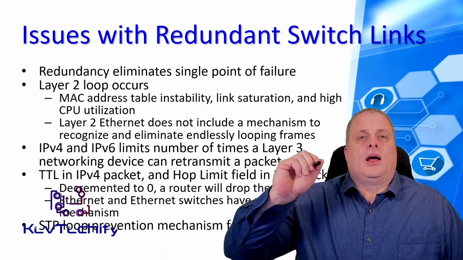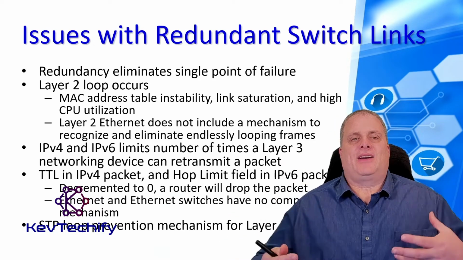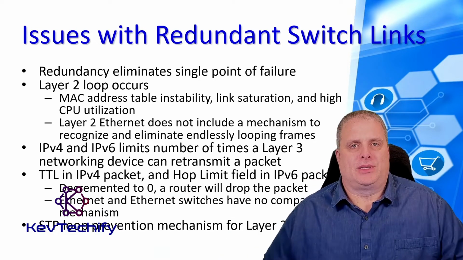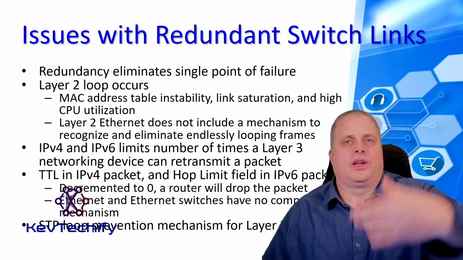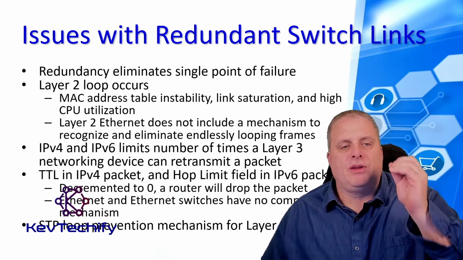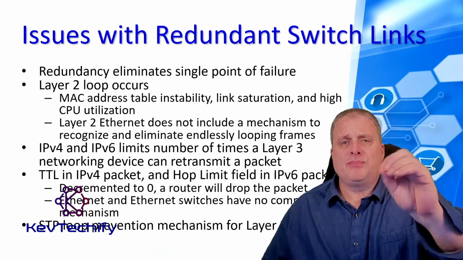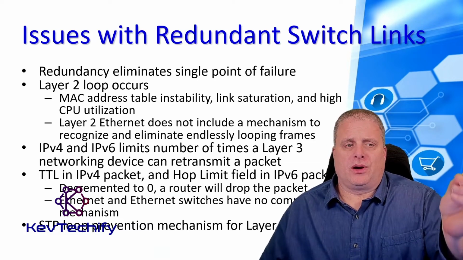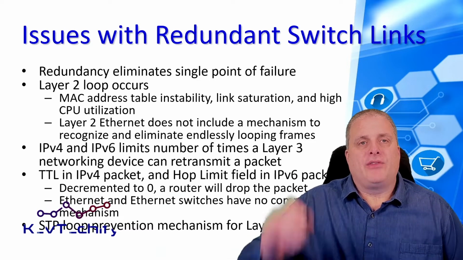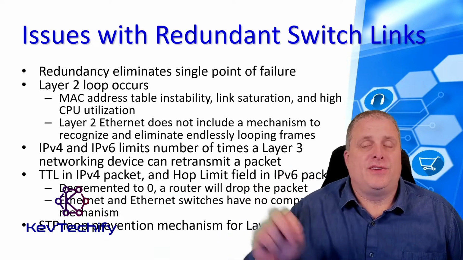Now, layer 3 protocols, IP version 4 and IP version 6, have a process to stop this. They limit the number of times a packet can go through a networking device, the number of times it goes through a router. When an IP version 4 or IP version 6 packet gets sent out, IP version 4 gets a time to live, a TTL, and IP version 6 gets a hop limit. Every time it goes through a networking device, a router, it decrements these fields by 1.